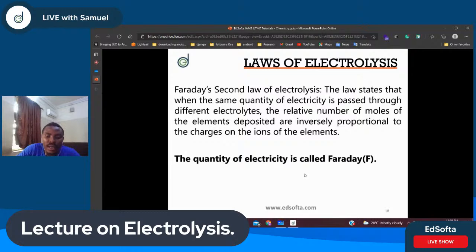Then the second law is Faraday's second law of electrolysis. The law states that when the same quantity of electricity is passed through different electrolytes, the relative number of moles of the elements deposited are inversely proportional to the charges on the ions of the element. So the number of moles is inversely proportional to the amount of charge on the ions of the element. The higher the mole, the lower the number of electrons. The lower the mole, the more the number of electrons. And the quantity of electricity is called Faraday.